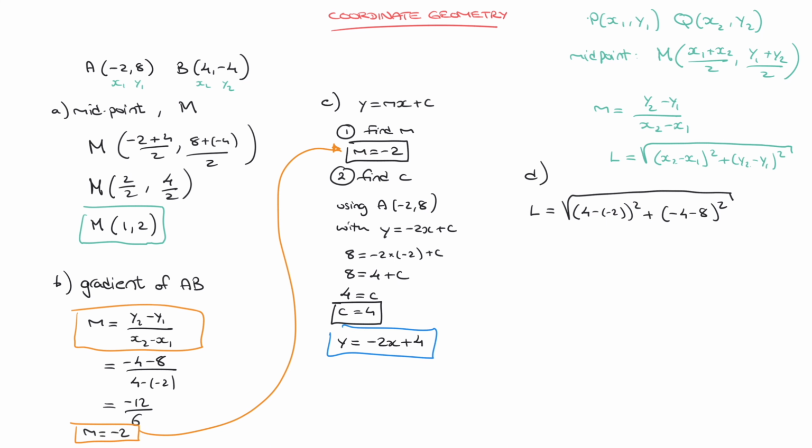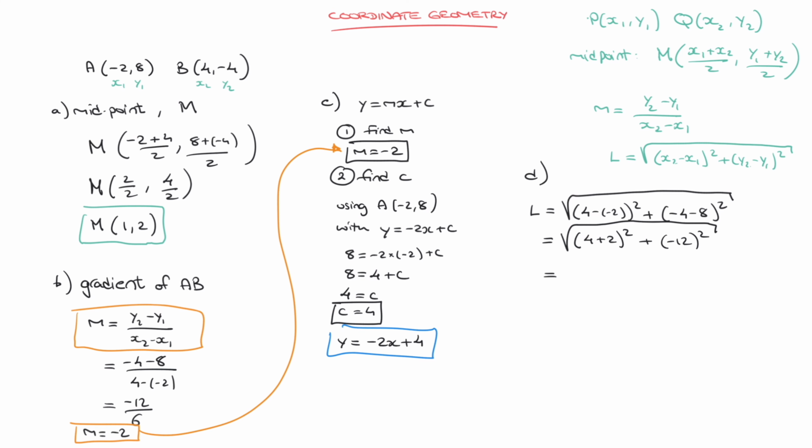All of that's under a square root. That's equal to, now we've got to tidy all of this up. Let's see, 4 minus negative 2, well, that's just going to be, I'll detail it, 4 plus 2 squared plus negative 4 minus 8, that's negative 12 squared. Okay, and all of that's under a square root.